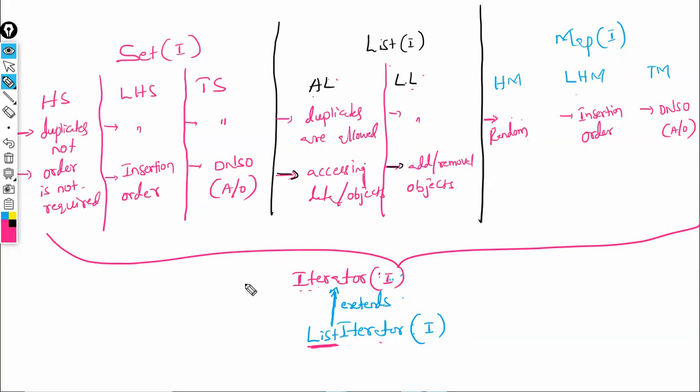Iterator is a parent interface which can be applied on all the collections. And ListIterator is a child interface which can be applied on only List.